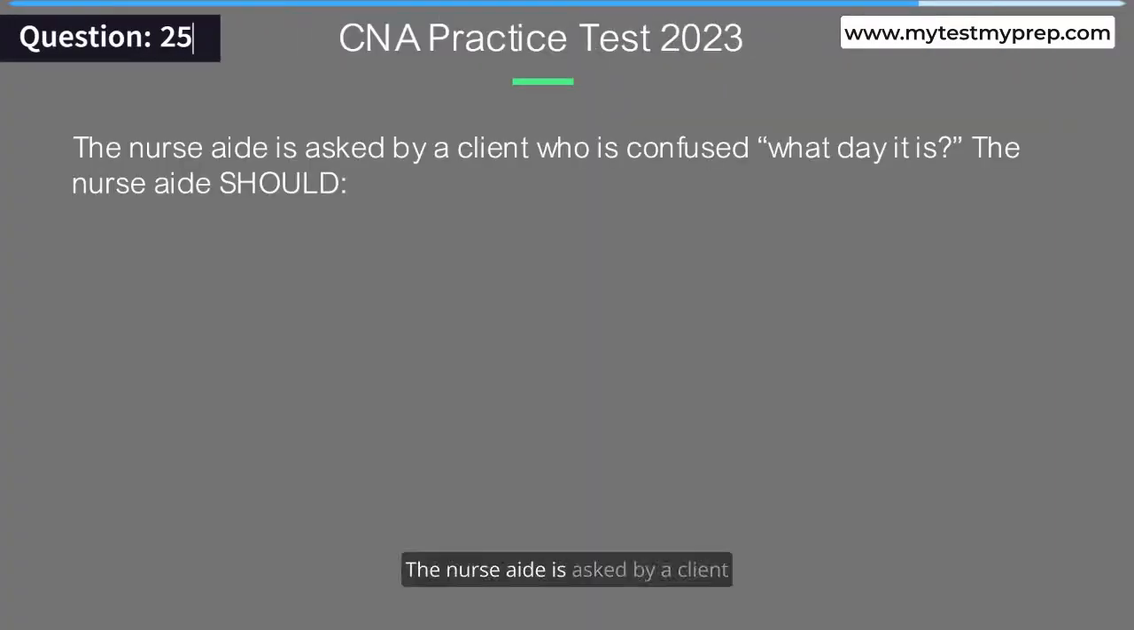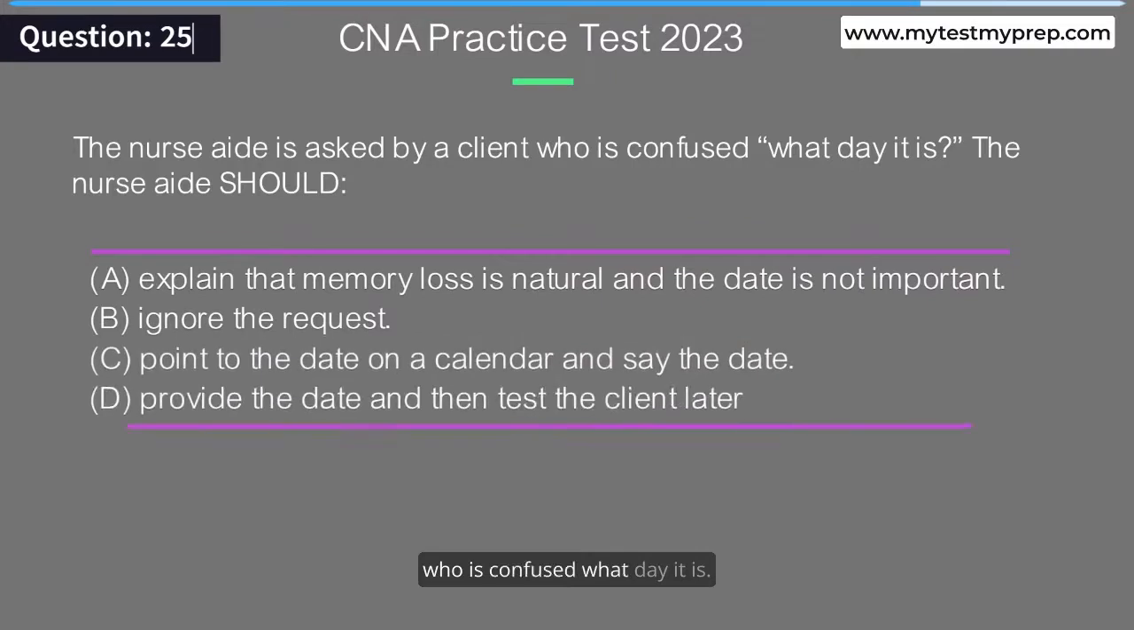The nurse aide is asked by a client who is confused what day it is. The nurse aide should: A. Explain that memory loss is natural and the date is not important. B. Ignore the request. C. Point to the date on a calendar and say the date. D. Provide the date and then test the client later.